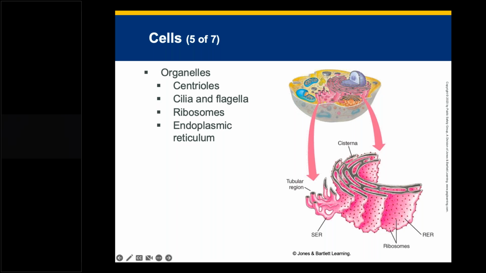Ribosomes are composed of proteins and RNA, which is ribonucleic acid. With that, they start forming proteins. The endoplasmic reticulum is the network of paths through which substances and proteins move. There are two different types. We have smooth, which lacks ribosomes, and rough, which has ribosomes on it, as you can see in the picture here.